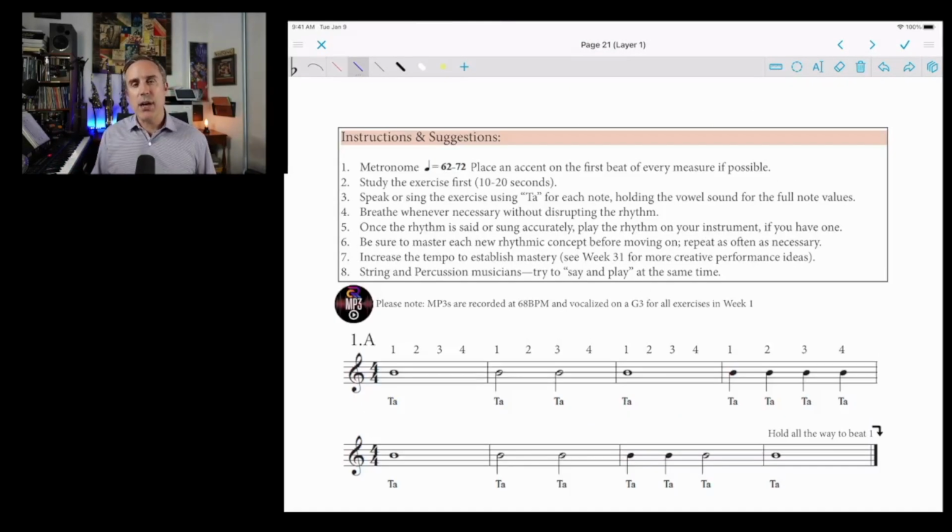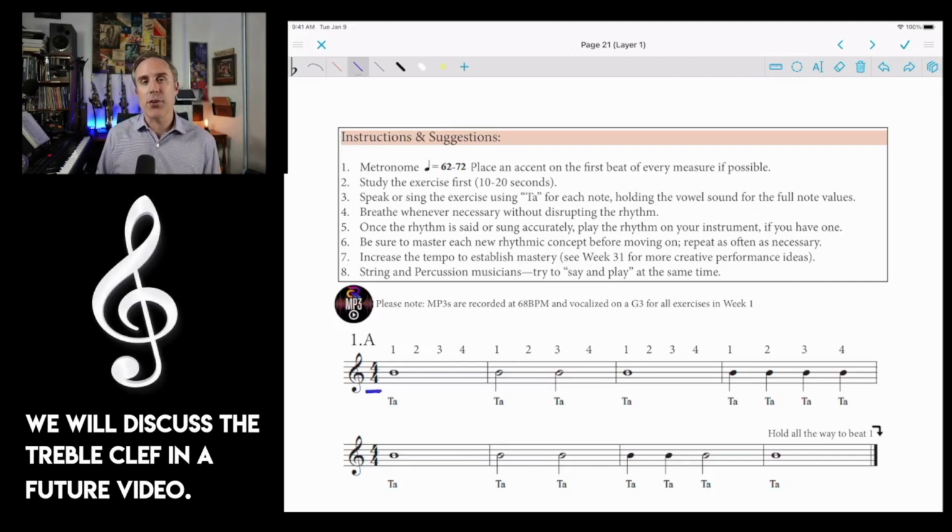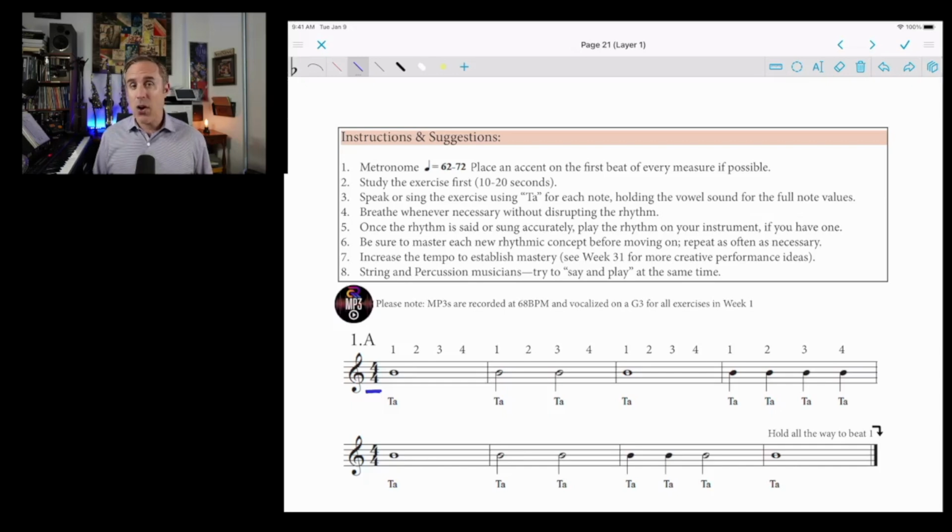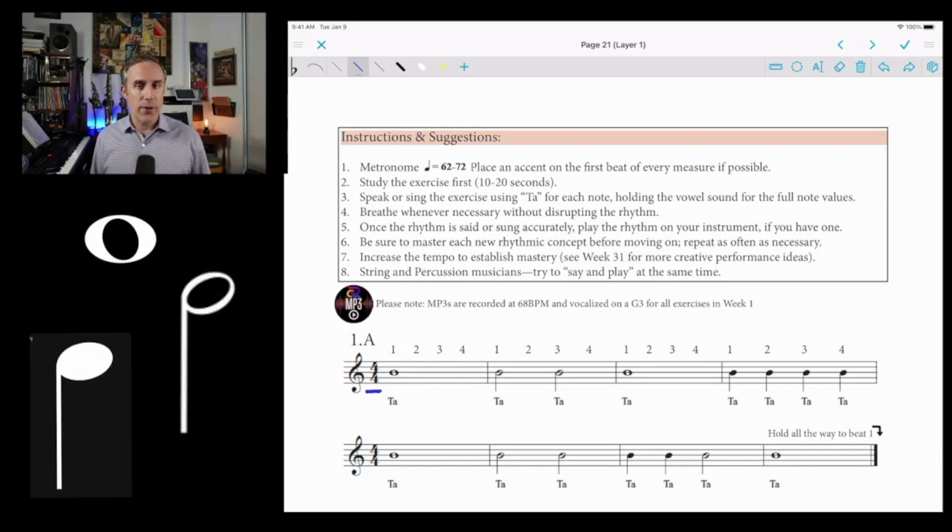Now let's look at exercise 1A, and let's notice a few things. The first thing we notice is the 4/4 time signature. That's our common time signature, which we just discussed. 4 beats in a measure, and the quarter note gets the beat. The next thing you'll notice is that in this 8-measure exercise, there are no rests. There are only whole notes, half notes, and quarter notes.